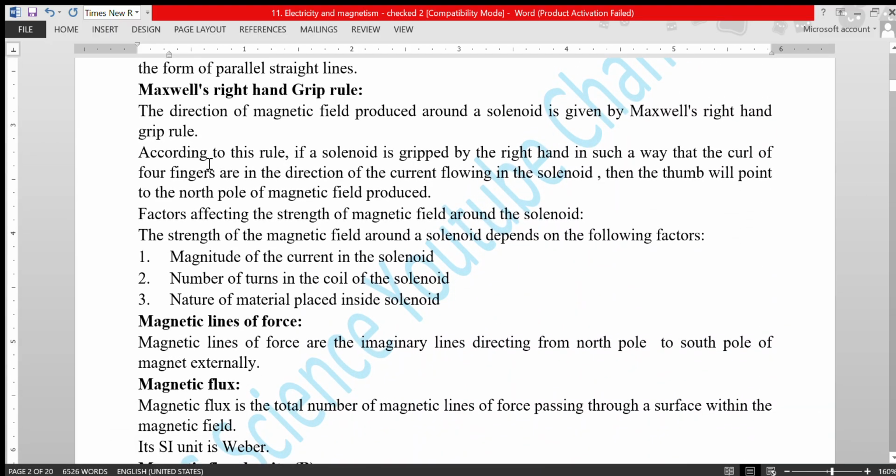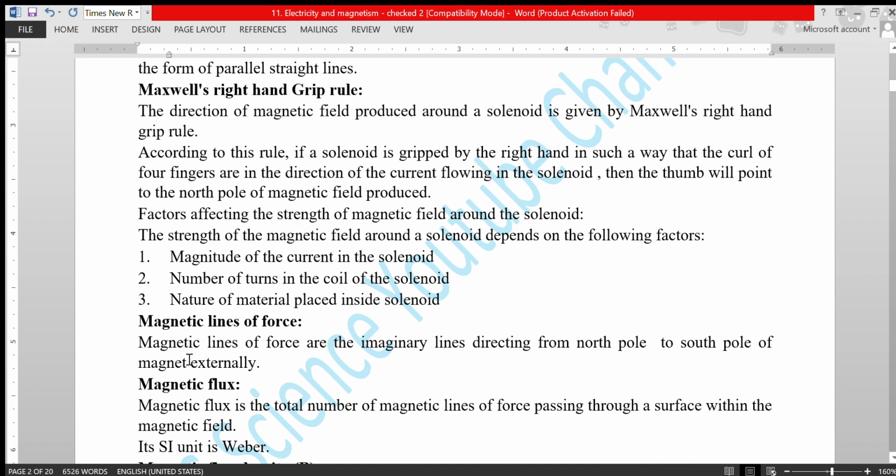Maxwell's right hand grip rule. The direction of magnetic field produced around a solenoid is given by Maxwell's right hand grip rule. According to this rule, if a solenoid is gripped by the right hand in such a way that the curl of the four fingers is in the direction of the current flowing in the solenoid, then the thumb will point to the north pole of the magnetic field produced. Factors affecting the strength of magnetic field around the solenoid: the strength depends on the following factors: magnitude of the current in the solenoid, number of turns in the coil of the solenoid, and nature of material placed in the solenoid.